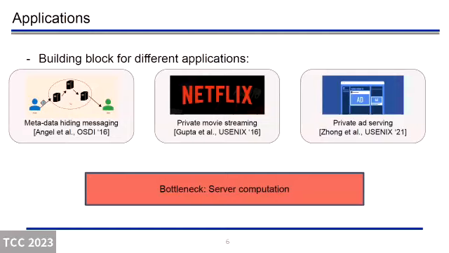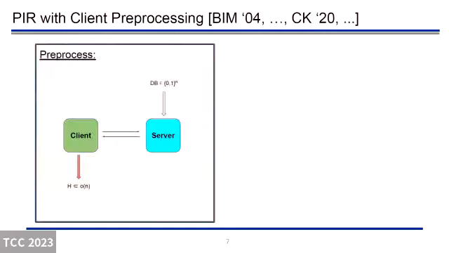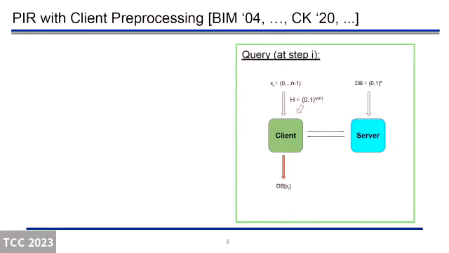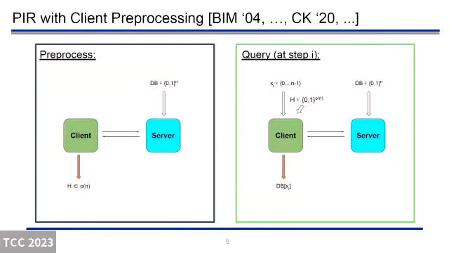And so this motivates the study of PIR with preprocessing. Specifically in this work, we're going to consider client preprocessing, where the client and server interact in a preprocessing phase, after which the client stores a hint of size sublinear in n, which it then uses as advice to perform a series of queries. Okay, and so this is our model.